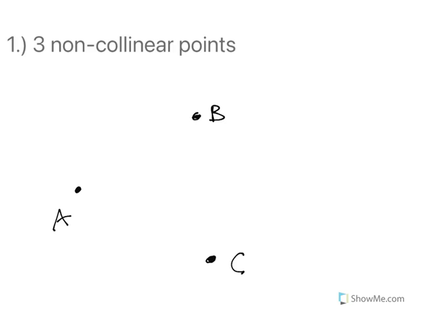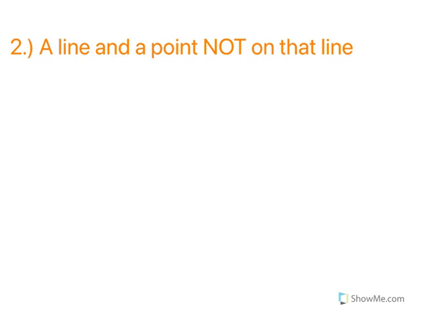But if we have 3 non-collinear points, then the only way for these to be on this is to be on the same plane, which is kind of like, think about a piece of paper, right? We could be in all 3 of those at the same time. So if you have 3 non-collinear points, right, they are not in a straight line, we would have a plane.